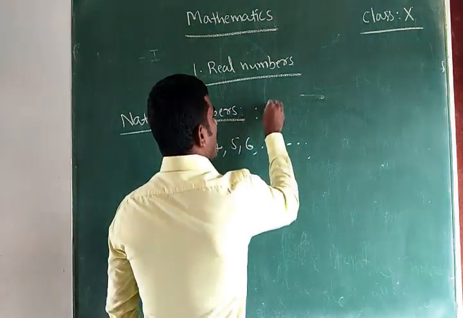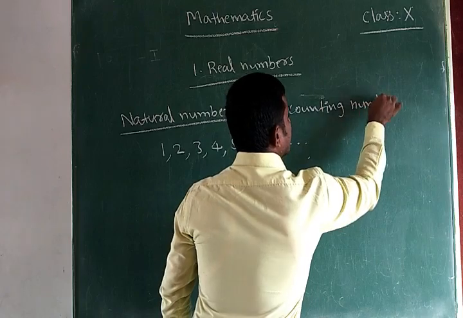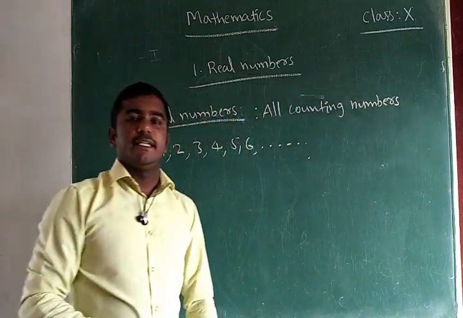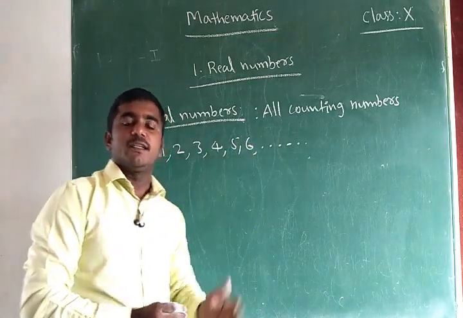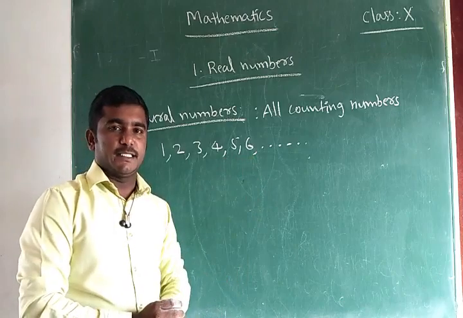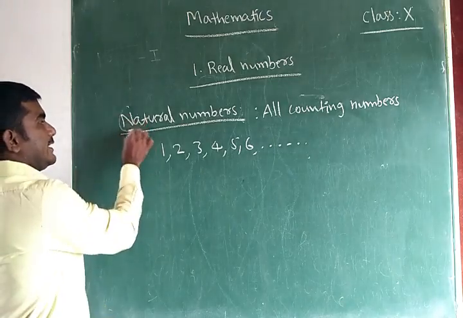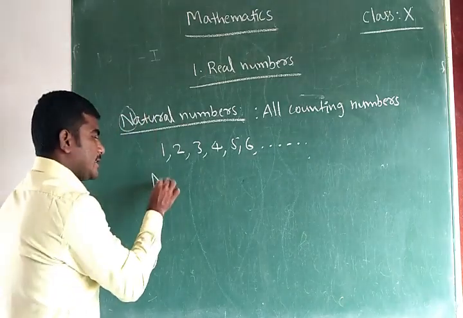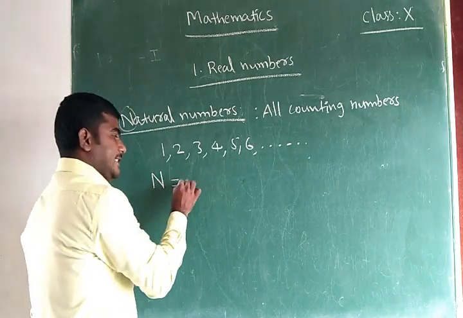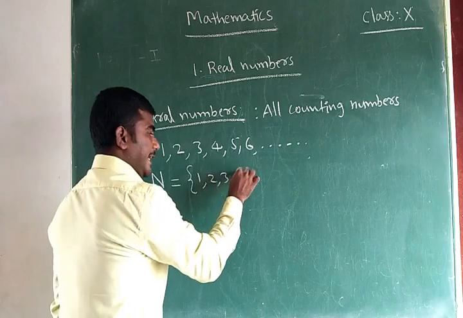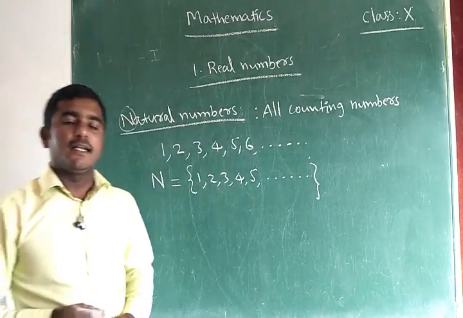So what are natural numbers? All counting numbers are called natural numbers. Natural numbers are denoted by capital N. N is equal to 1, 2, 3, 4, 5, 6, and so on. These are the natural numbers.